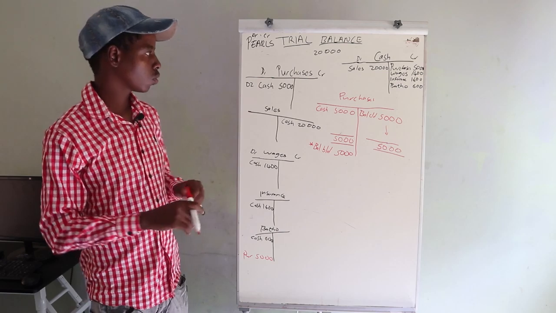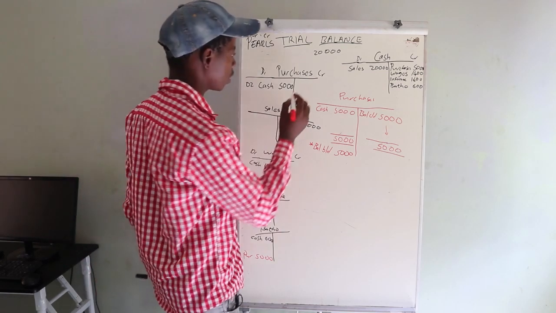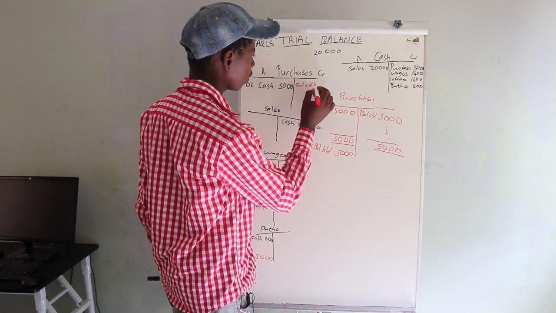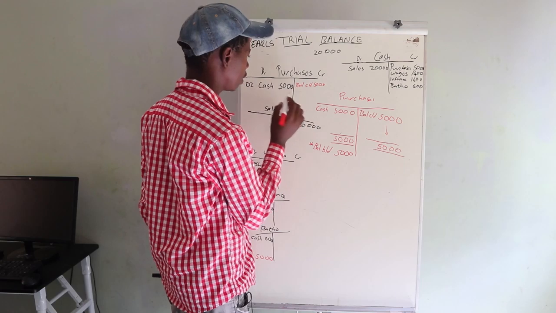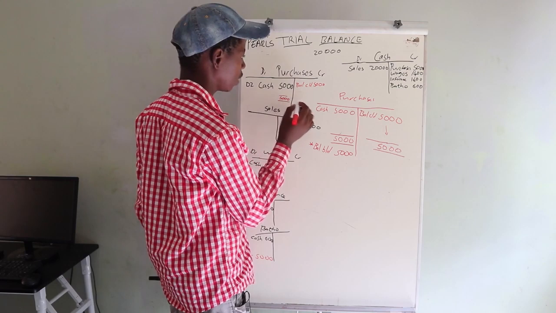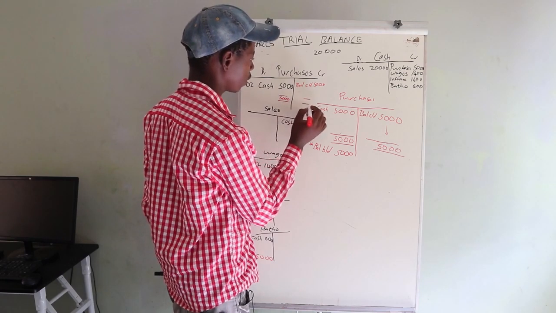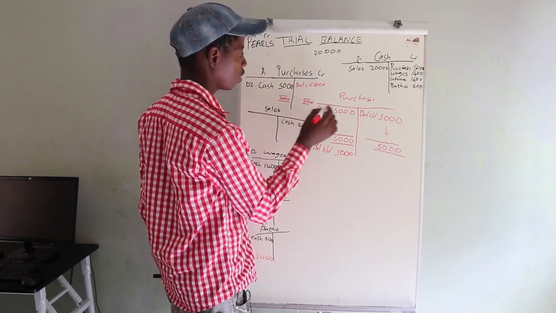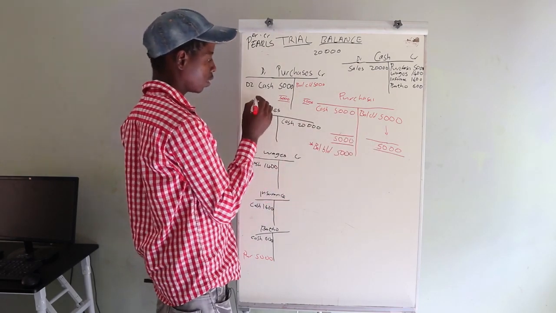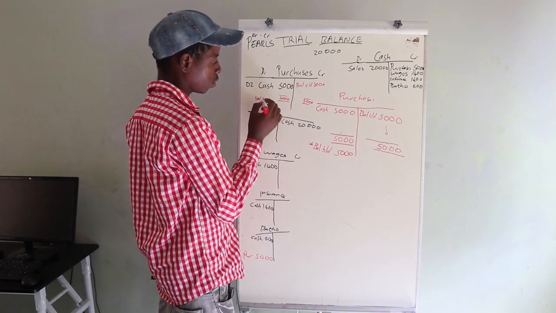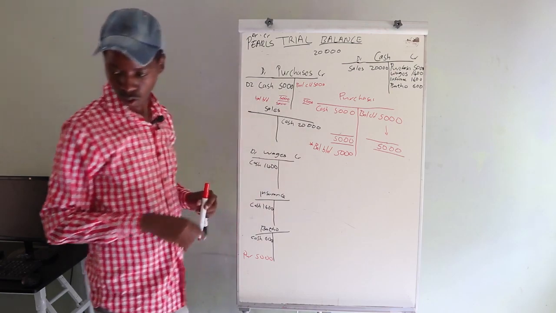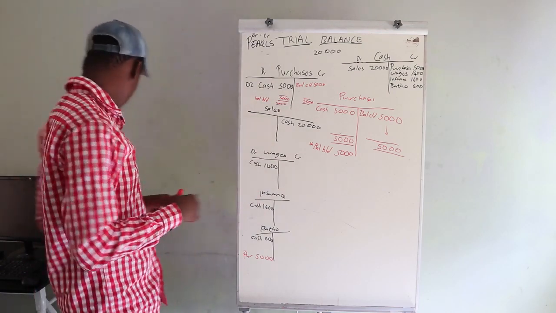So we're going to write balance CD 5,000, right? And then I write 5,000 again here, and then here it was 5,000. Remember, I used this to get 5,000, and you write balance brought down 5,000. So let me erase this.